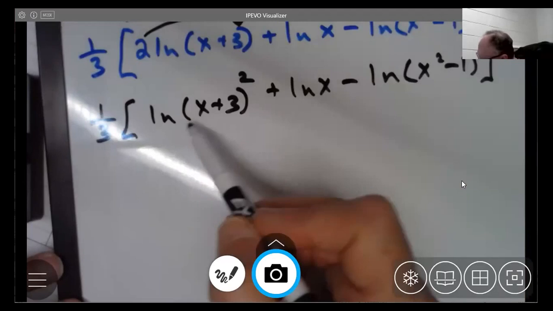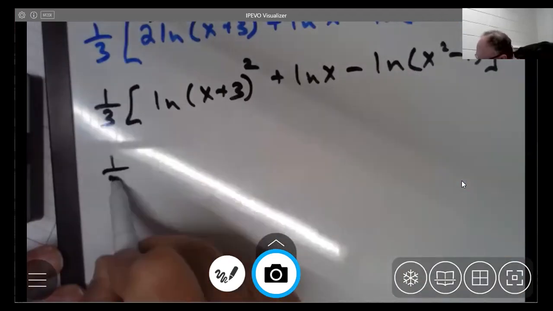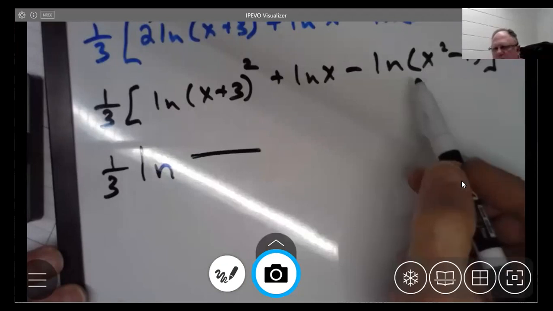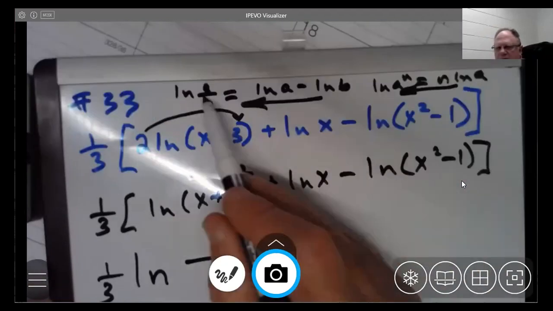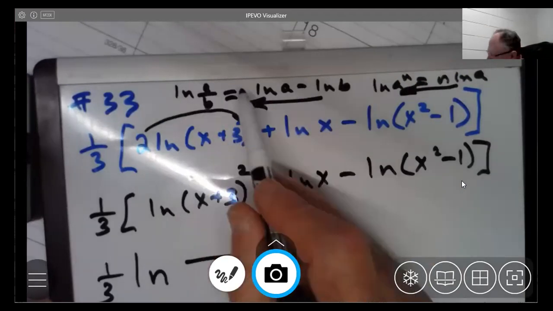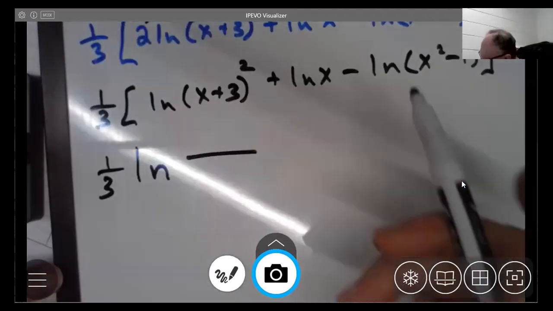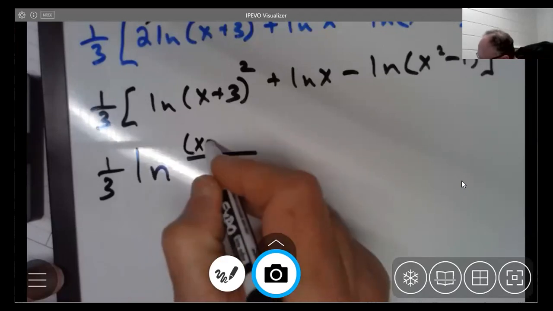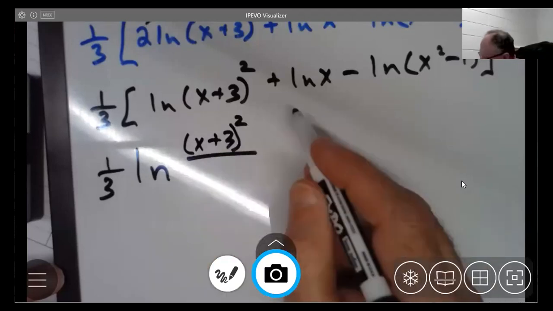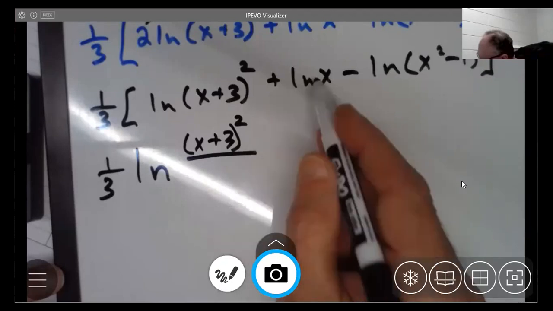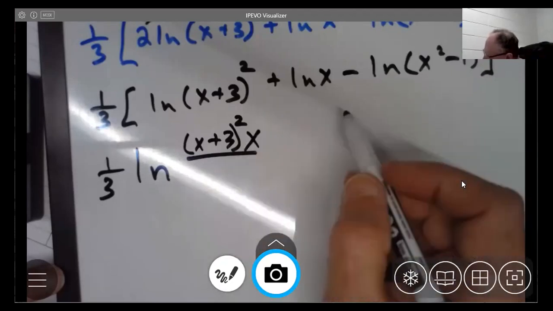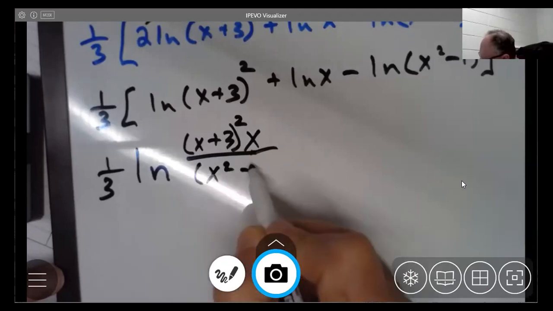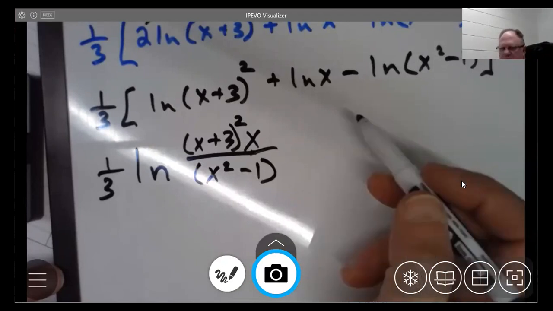anything that's got a positive goes in the numerator. Anything that is a negative goes in the denominator. Okay, because that follows: if it's a denominator, it gets a minus. If it's a plus, it goes in the numerator. Okay, so in this case, the natural log of (x plus 3) squared, that's a positive, so that's going to go in the numerator, (x plus 3) squared. And this is a plus natural log x, so that goes in the numerator. This is a minus natural log of (x squared minus 1), so that goes into the denominator, x squared minus 1. Okay, questions there?